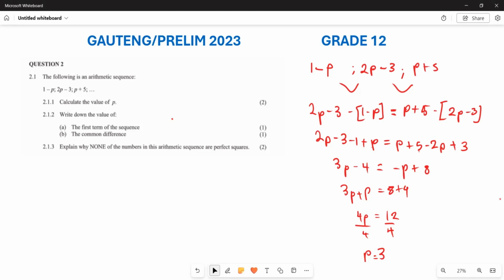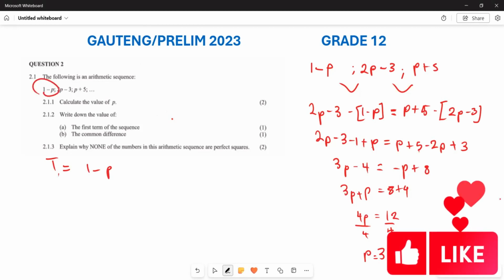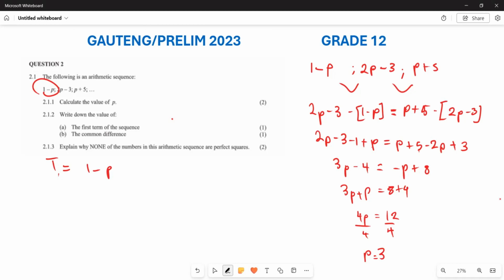Now, next, what is it that they want us to find? They say write down the value of the first term of the sequence. Now, how can you do that? Remember your first term, T1. Your T1 here is given by 1 subtract p. So this is going to be the same as 1 subtract 3, which means your term number 1 is given by negative 2. Are we together? So basically that is going to be that.